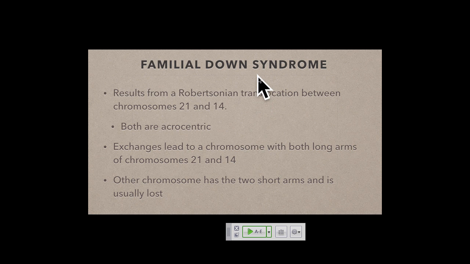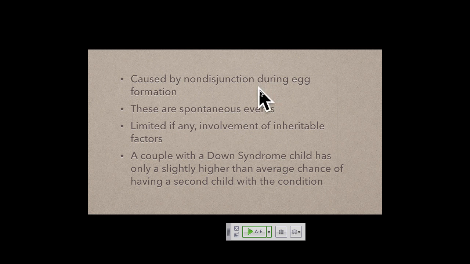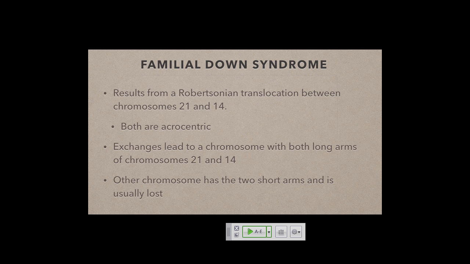Okay. This is one I'll show you where this is a situation in which you can have it. So, as it says here, a couple who have a Down syndrome child, their probability of having another child with the same syndrome is only slightly higher than normal. However, because of a Robertsonian translocation, I'll show you one example of a basically inheritable form of Down syndrome, or what would be familial Down syndrome. So it's a translocation between chromosomes 21 and 14. Since both of these are acrocentric, it creates a new chromosome and exchanges these sequences. So again, we're going to involve 21 and 14.